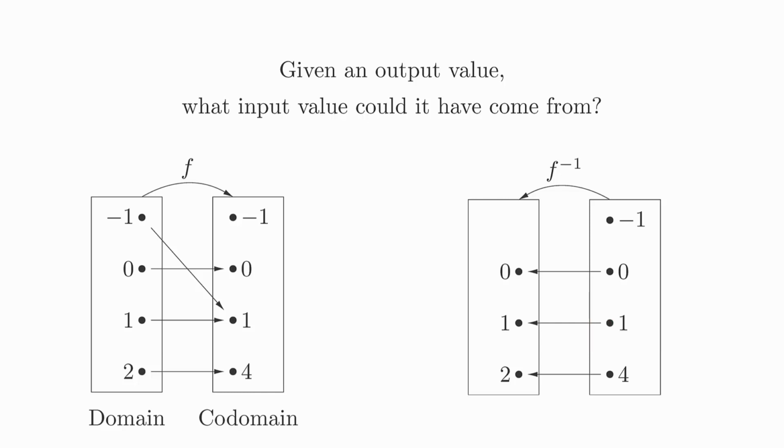We may also need to remove values that were never mapped to in the first place. For example, we would eliminate -1 from the domain of the inverse because there are no arrows leaving it at all. This is basically what we mean when we say we can't take the square root of a negative number.